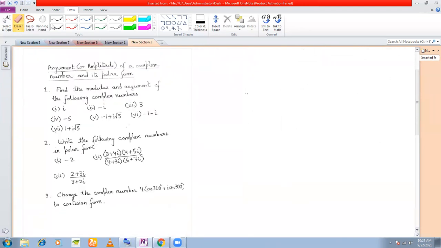Look at the first one. Find the modulus and argument of the complex number. So you have to find both. So first is i. So I say let z is equal to i, which can also be written as 0 plus 1 into i, which can also be written in the ordered pair form as (0, 1). Therefore, what is mod z? Root over real part square, which is 0 square, plus 1 square, which is equal to 1.